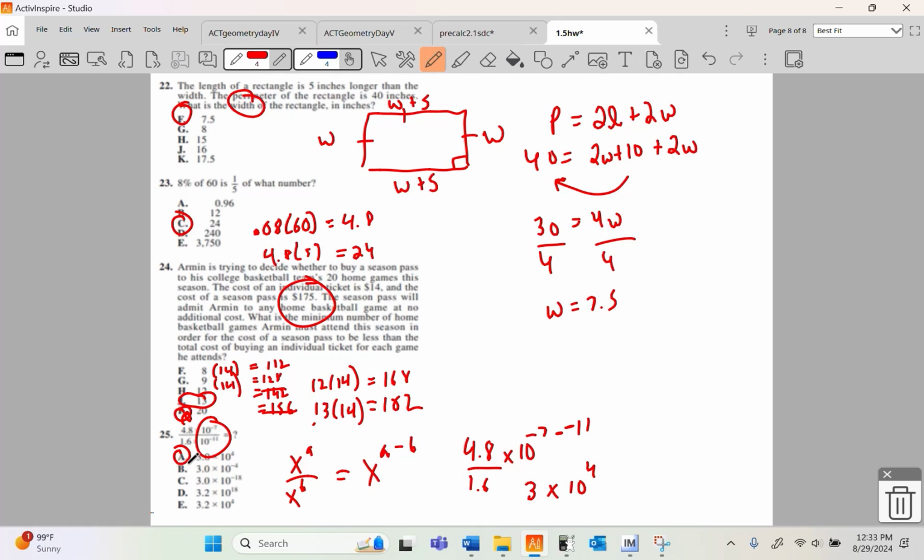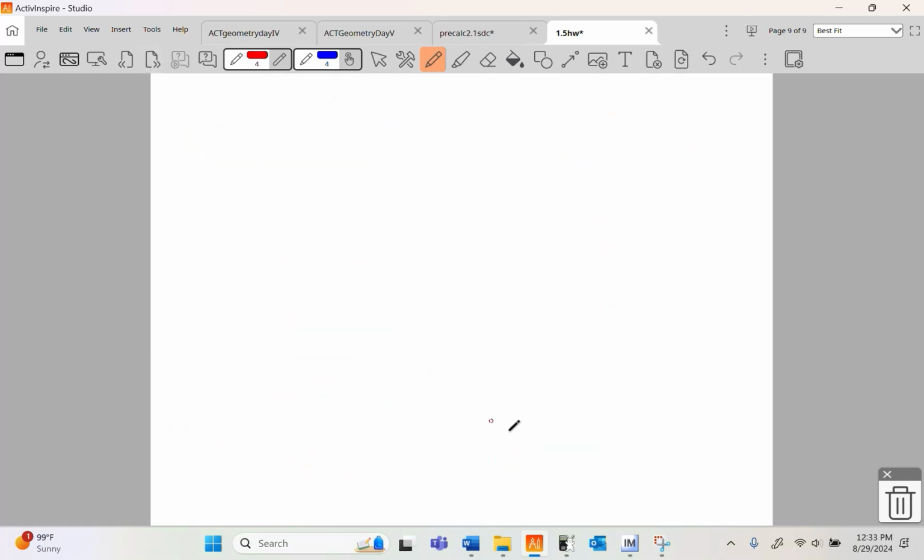Scientific notation, you should be talking about that in chemistry right now. And I'm done. Good, because I'm tired and I don't want to do this anymore.